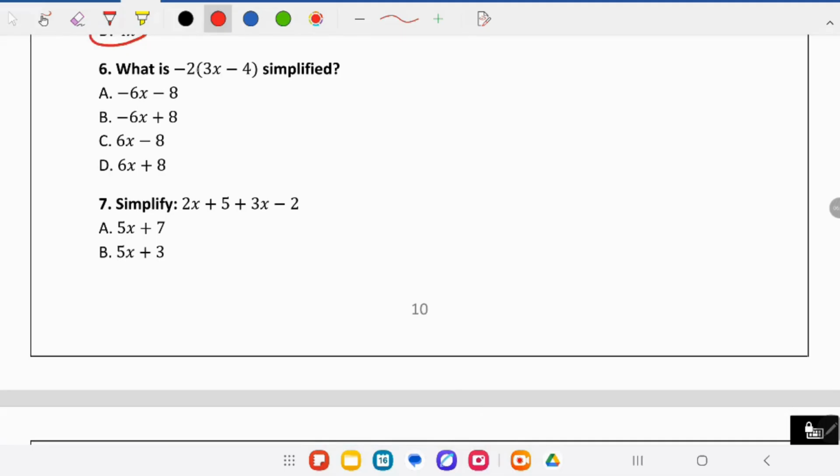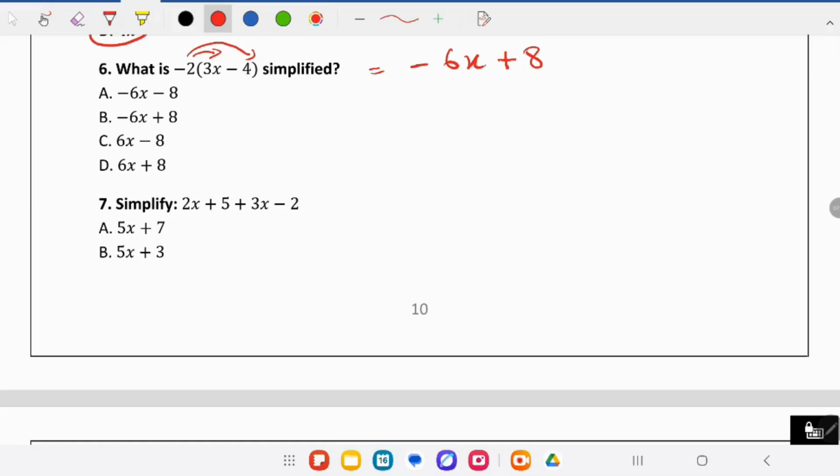Next I have -2. I will distribute -2 inside the bracket. So here -2 times 3x, which is -6x, and then -2 times -4, which is +8. We have to be very careful. It's not -8, it's +8. -2 times -4 is +8.